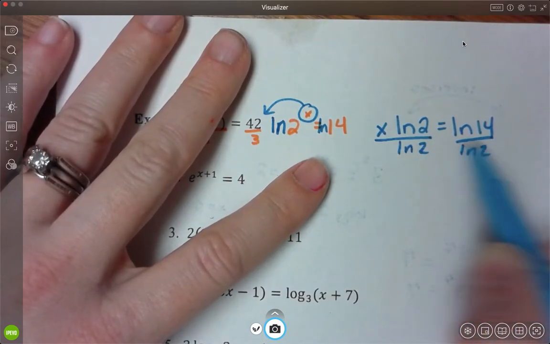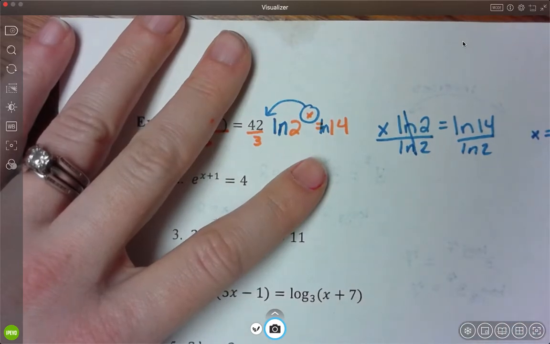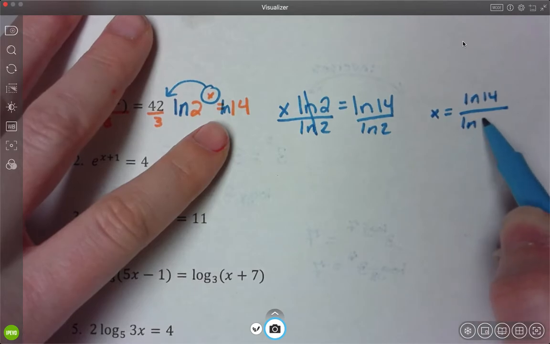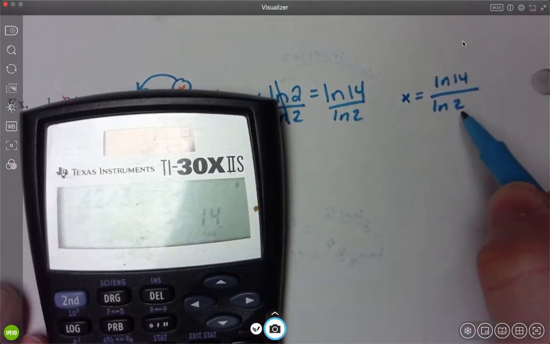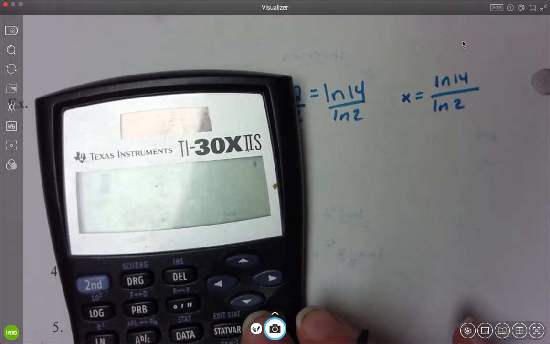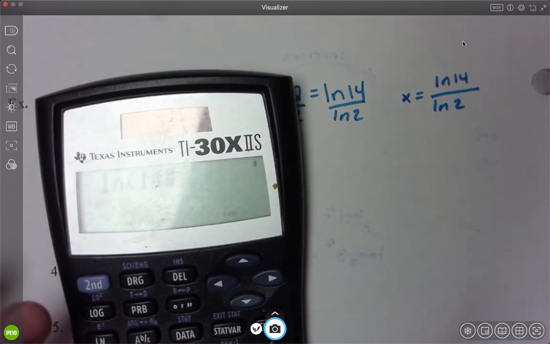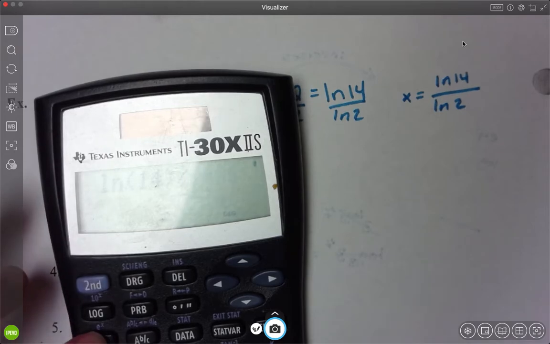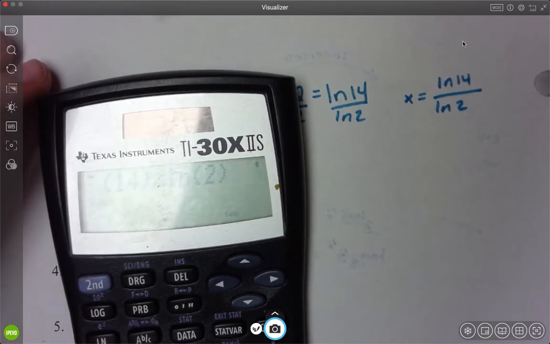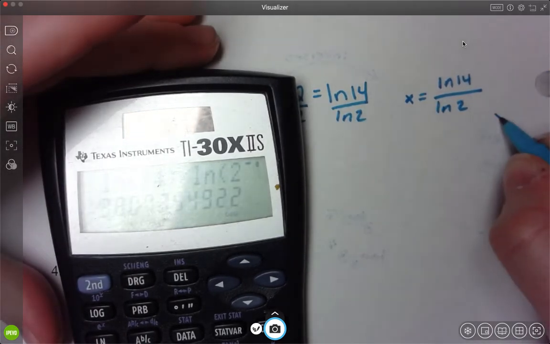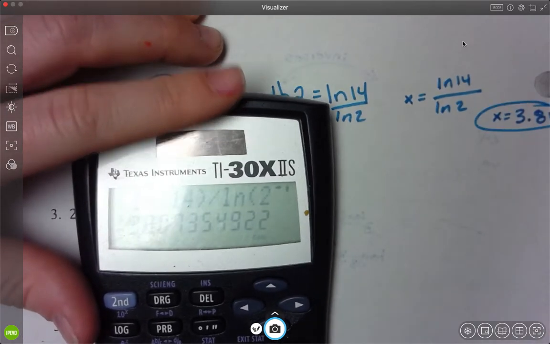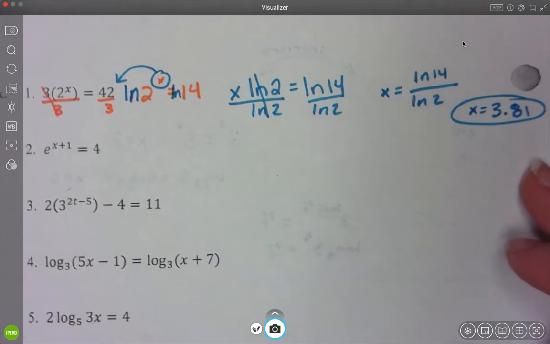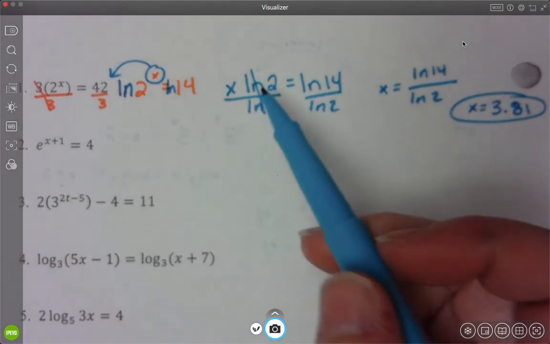Okay, so x would be equal to ln 14 divided by ln of 2. And don't just do ln of 14 divided by 2. You have to do ln's for both of them. So ln of 14 divided by ln of 2, and that gives me 3.81, just about. Okay, 3.807, 3.81.